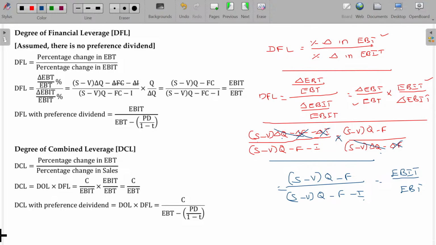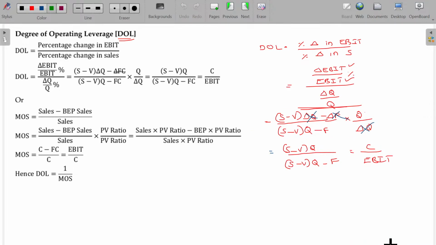Anyhow, in case of financial leverage, if we have preference dividend, the formula will be slightly different. In the denominator, you not only subtract interest from the EBIT, you will have to subtract preference dividend also. But while subtracting the preference dividend, it should be brought to a before-tax item, like divided by 1 minus t. That's the formula here. If you multiply these two formulas, you will get combined leverage. Clear?